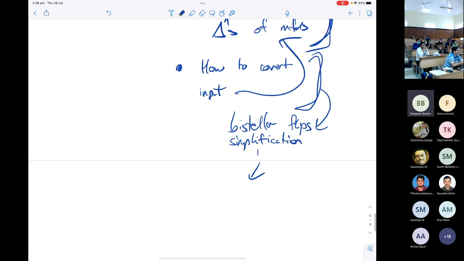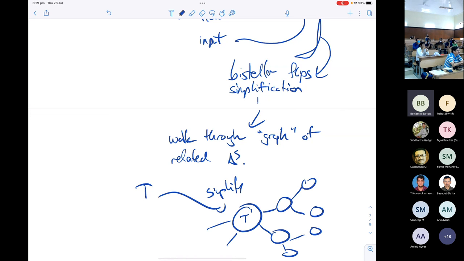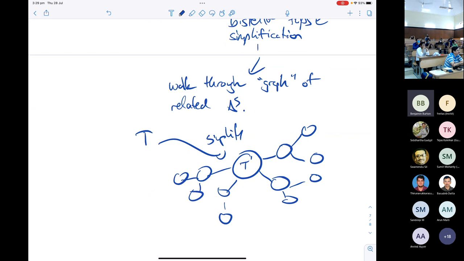So then you need to be able to walk through a graph of related triangulations. For example, you take your simplified triangulation, you get something nice and simple, you don't recognize the structure, so then you start to do more bistellar flips. And then you get more and more triangulations, and you basically walk through this graph of different triangulations, all of the same manifold, until you find one that has the kind of structure that you're looking for.